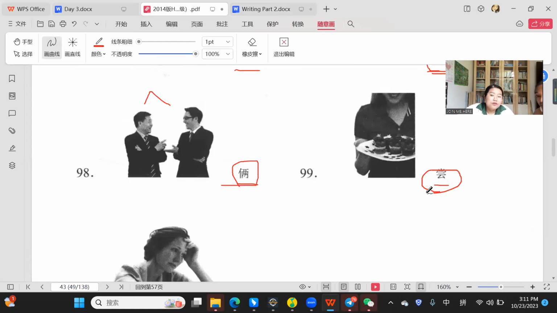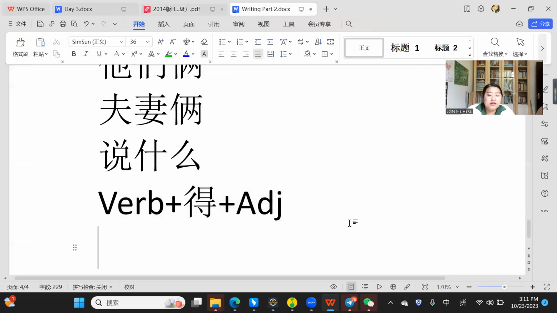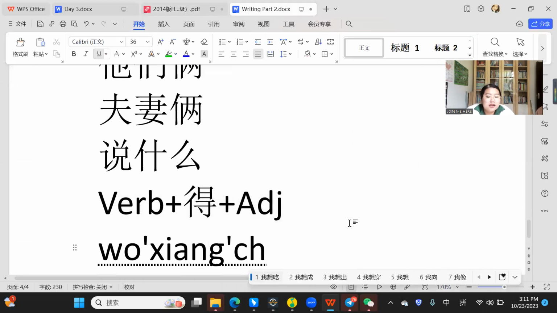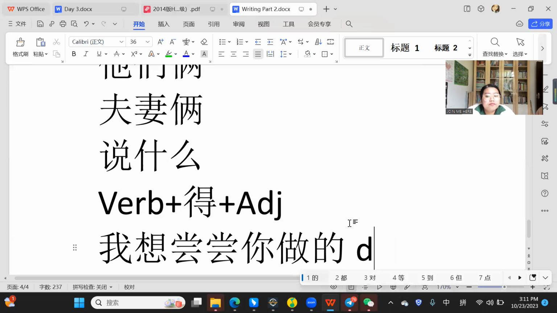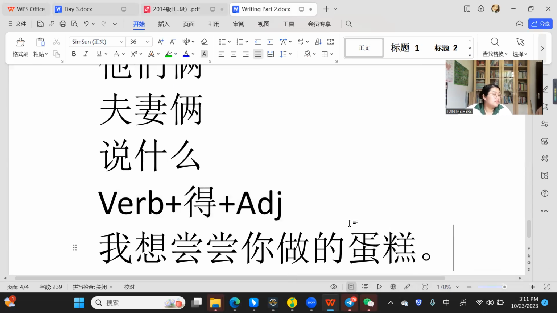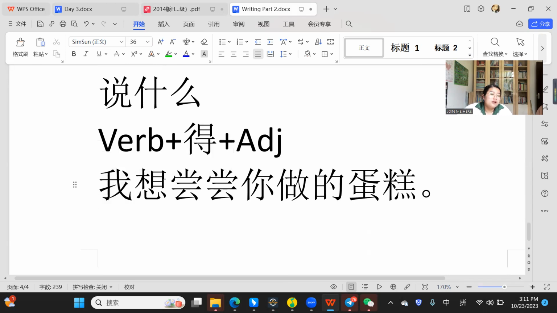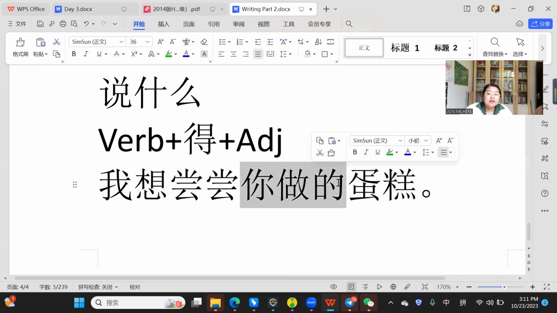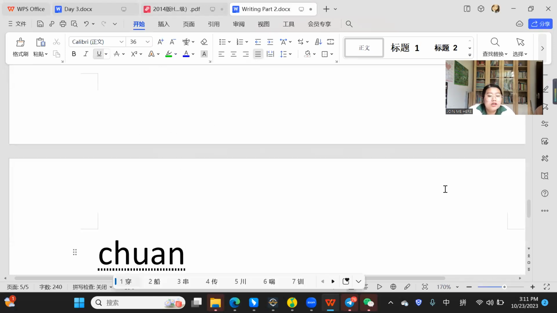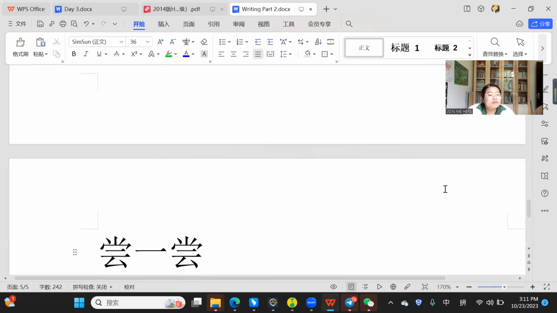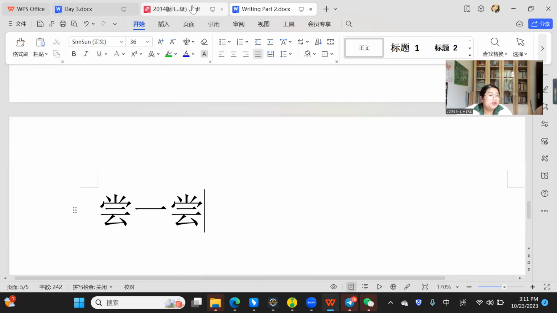And then another one is 来尝一尝我做的蛋糕。Let's see the picture. To make it easier, we just say 我想尝尝你做的蛋糕。Subject, helping verb for this verb, object. Or you can even say 我想尝尝蛋糕, right? And remember, when you see this word, be careful. Most of the time it is used as double, 尝尝 that word, or you can even use 尝一尝 this word. So be careful for this one.